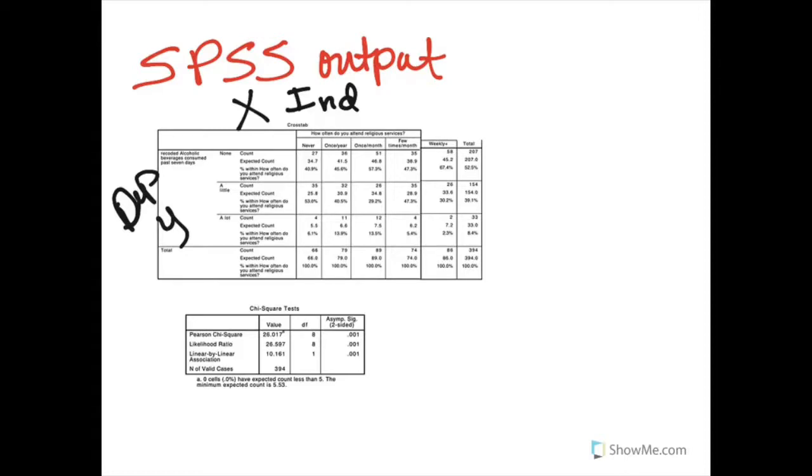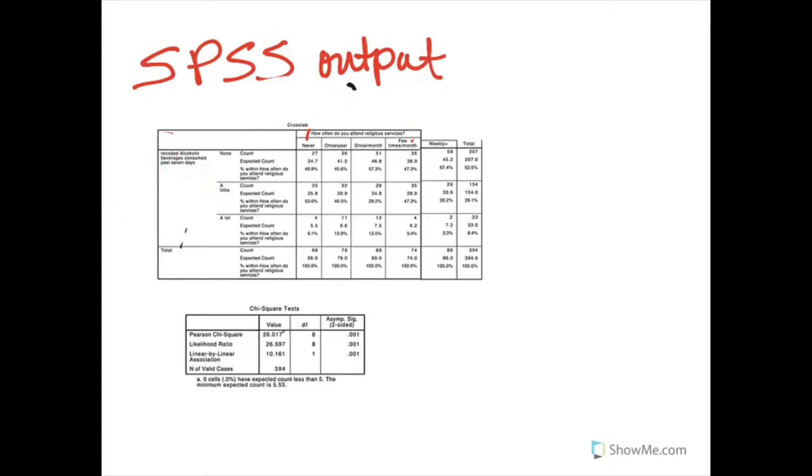So how often we go to church is the independent variable, and alcohol consumption is the dependent. You can just ignore that recoded part. That's me manipulating the variable. And as long as x is across the top in columns and the dependent is along the side, in rows, we are good to go.